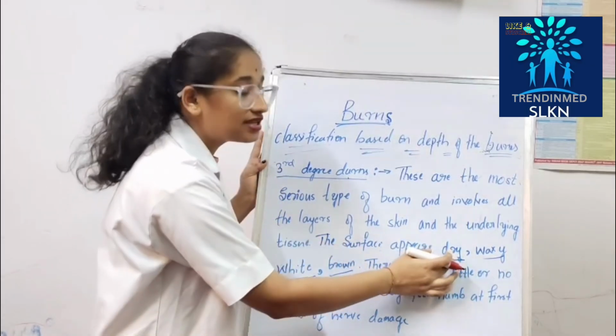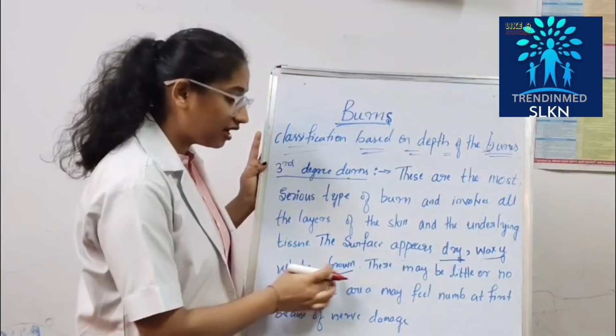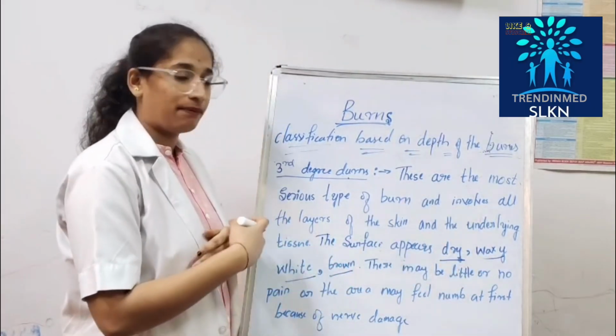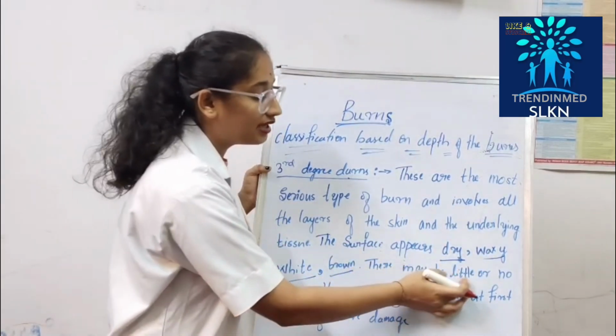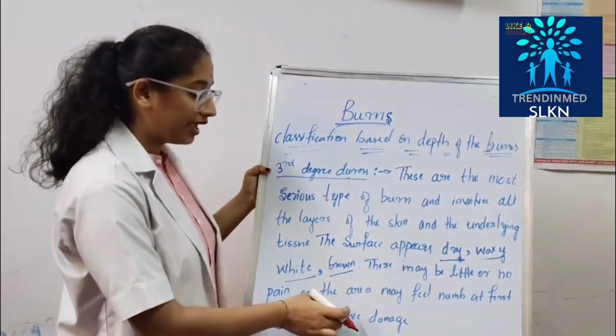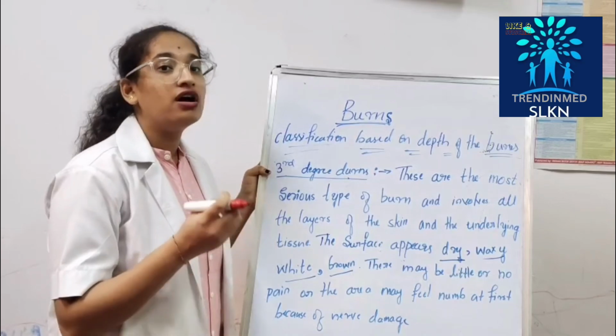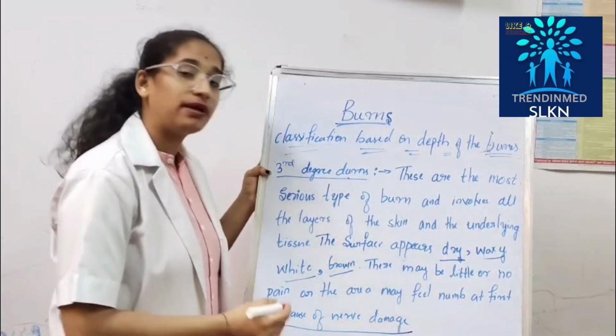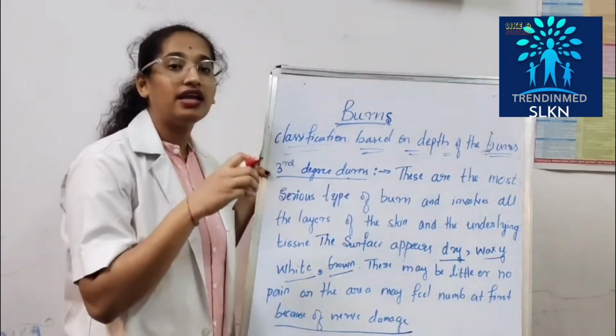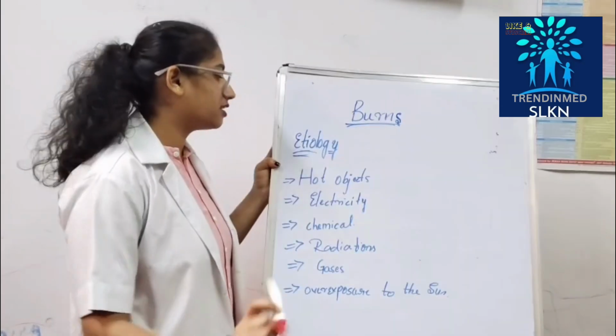Then the skin appears dry and waxy, with white and brown color. There may be little or no pain in the area, because of nerve damage; the patient feels numbness in that area. Now we will discuss the etiology.